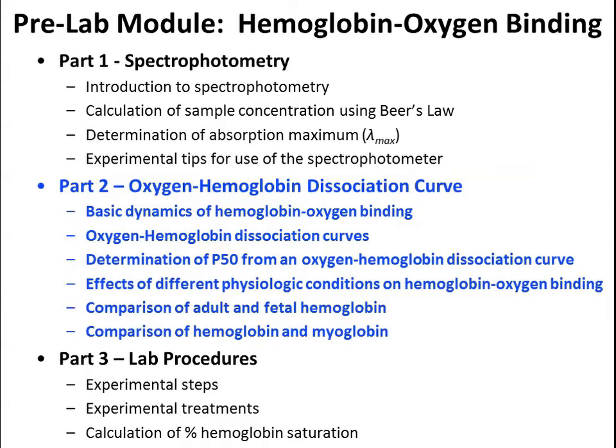In addition, you should be able to predict the effects of different physiologic conditions on the binding between hemoglobin and oxygen, and therefore the effects on the dissociation curve and the P50. And we'll also compare oxygen binding by normal adult hemoglobin with fetal hemoglobin and with myoglobin.